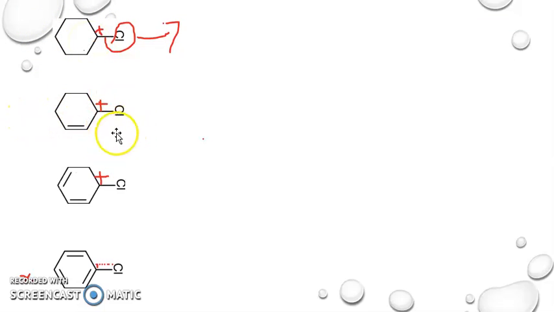Okay, so here the leaving group will leave, and in the cyclohexane there is a single bond, no? It will form a carbocation here. Here there is a double bond, single bond, double bond, so there are two double bonds in the cyclohexane ring. So this will form a carbocation here.